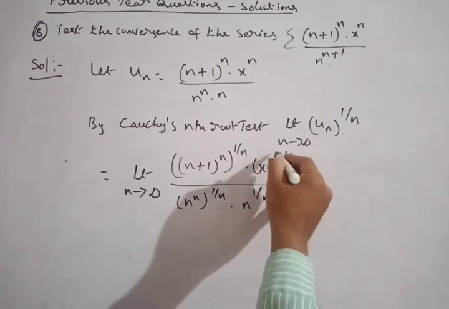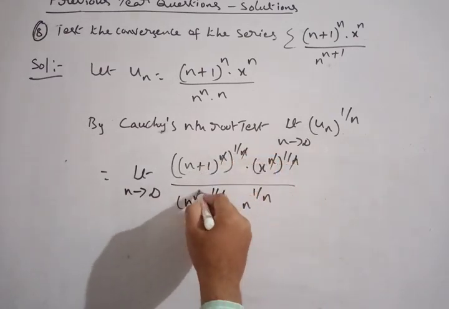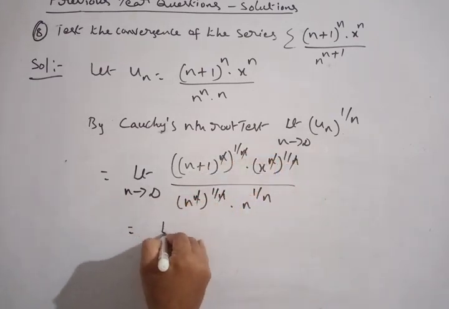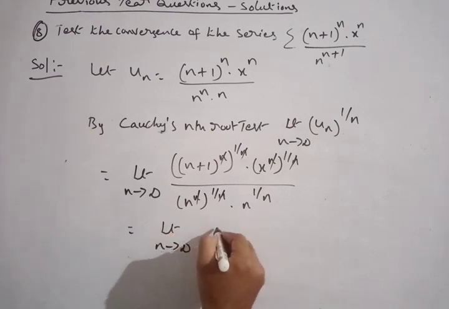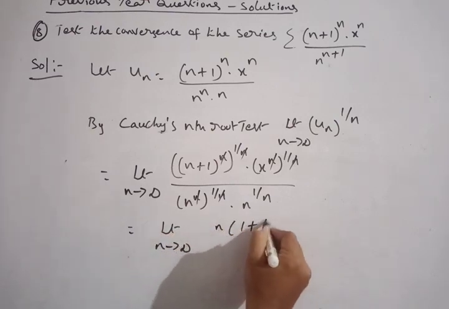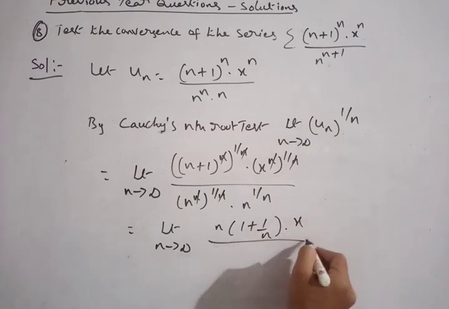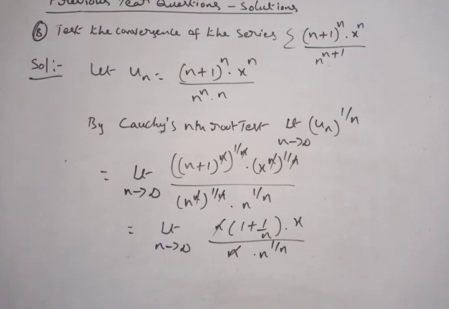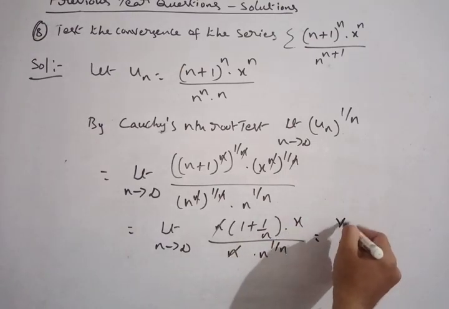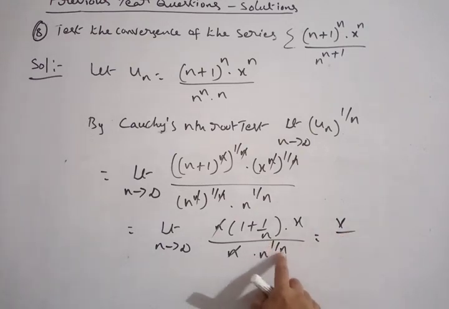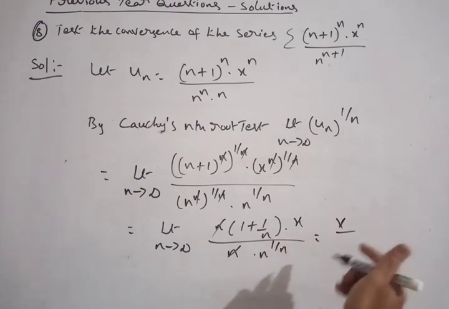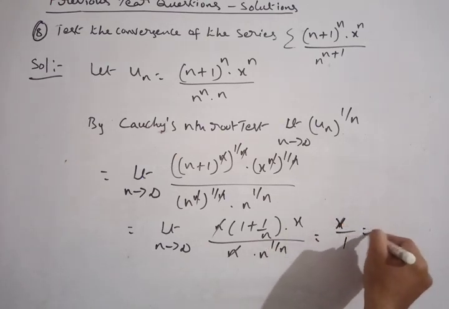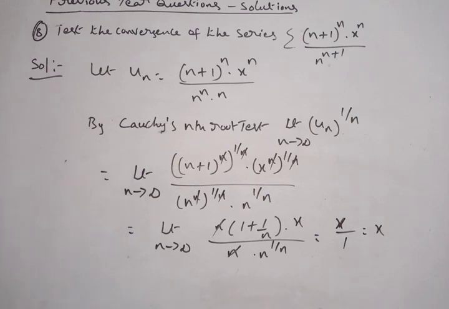So see, this n got cancelled, this n got cancelled, this n got cancelled. So if I apply the limit n tends to infinity, n common, 1 plus 1 by n into x by n power 1 by n, correct? N got cancelled. So if I apply infinity, 1 by infinity is 0, and anything power 0 is what? 1. I get x.